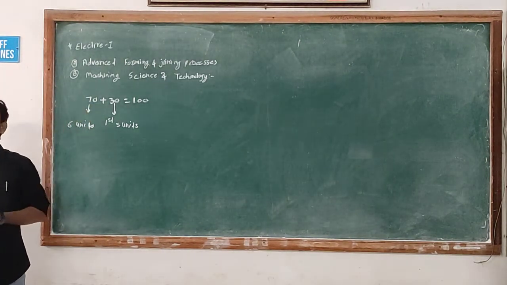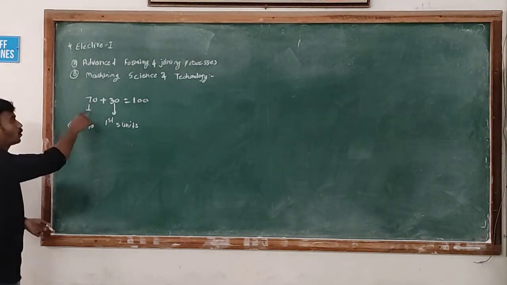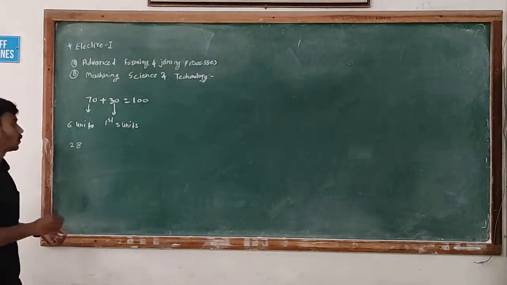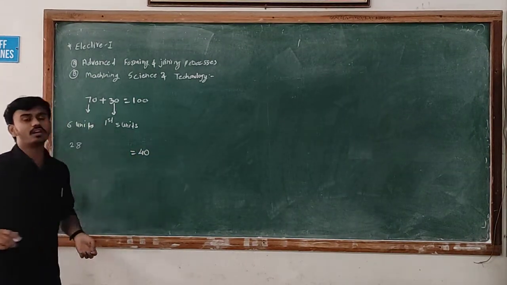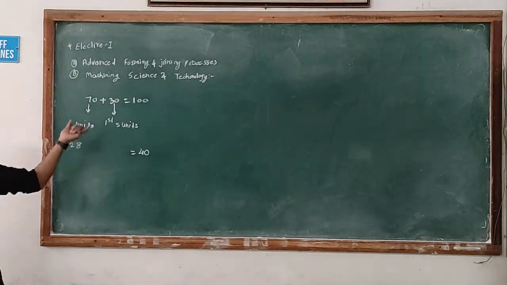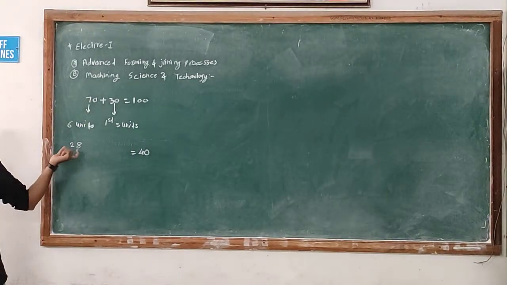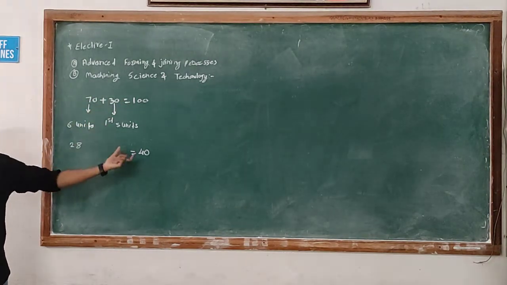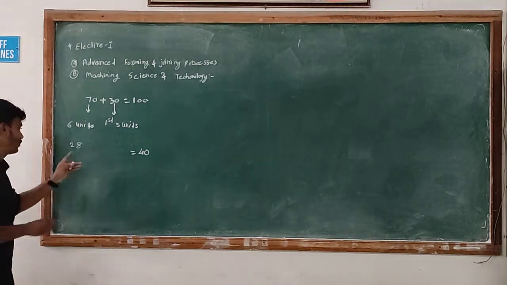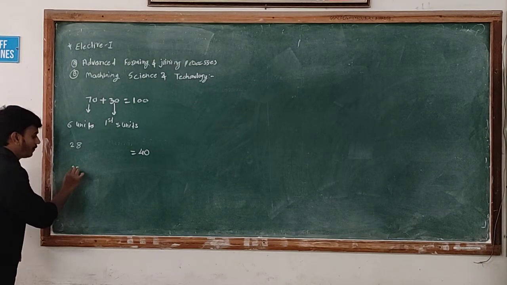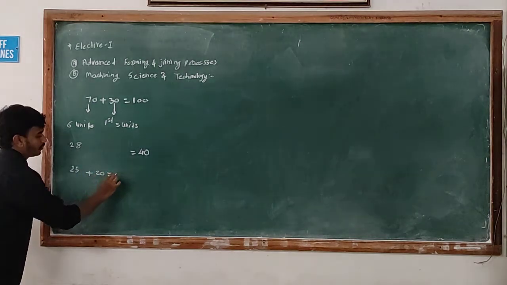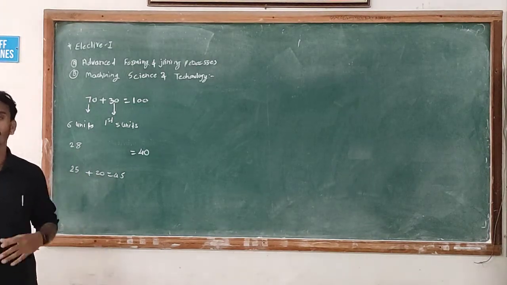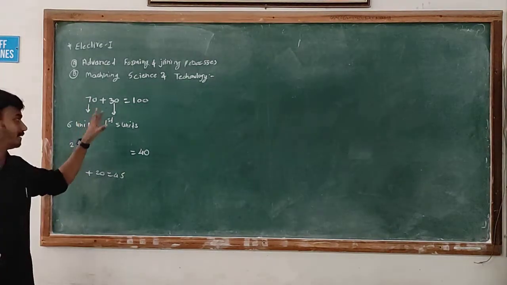As similar to our second year passing scheme, out of this 70 you have to score minimum 28 marks and your total should be 40 or greater than 40. Out of this 30 you can score any marks, but your total should be 40. In case you scored here 25 marks and here 20 marks, your total is 45, but here you have scored only 25 marks, so you will fail. All of you know about this passing scheme.